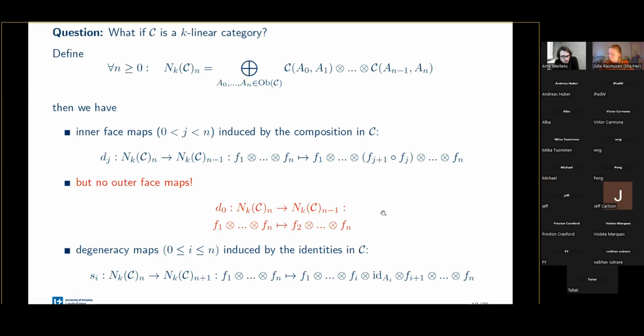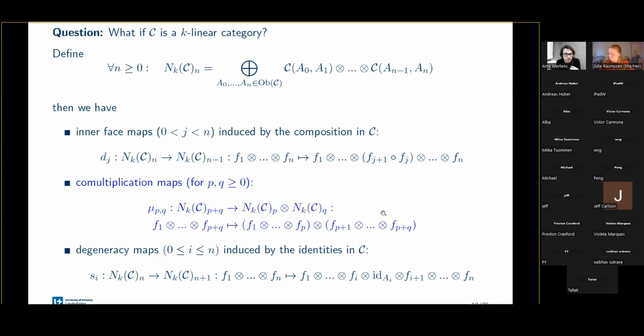However, we get something different. We do get some co-multiplication maps. We get maps which go from p plus q simplices to p simplices tensor q simplices, taking a sequence like this and splitting it apart as two sequences as such. So the idea is somehow that we want to, in this enriched context, replace the outer face maps by co-multiplication maps instead.